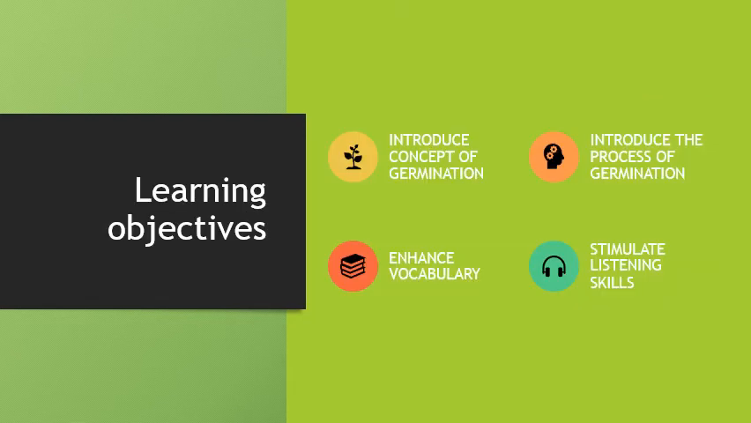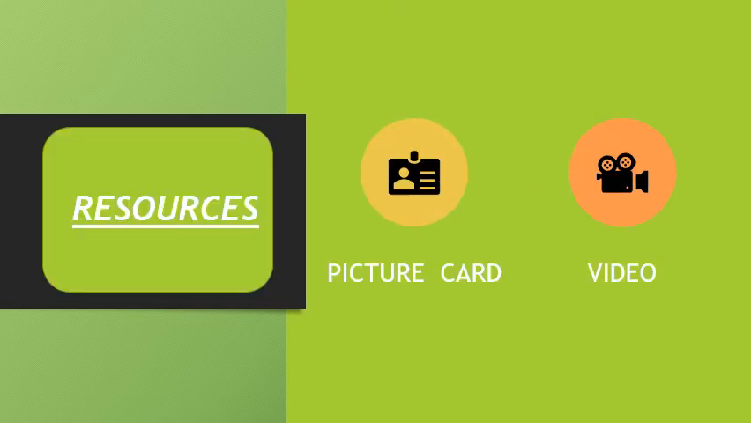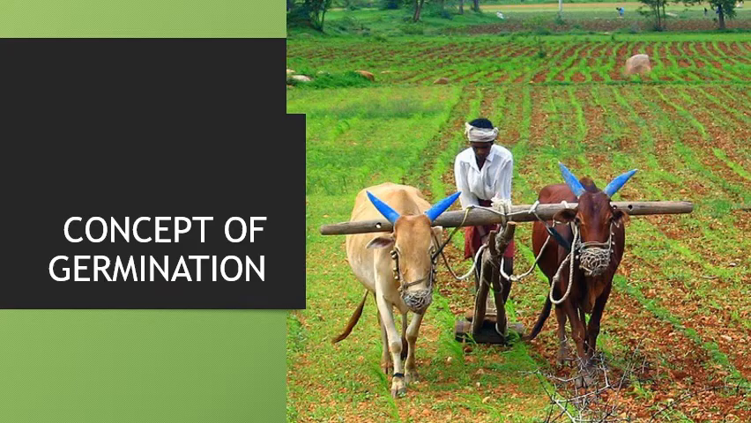The learning objectives for this activity are: introduce the concept of germination, introduce the process of germination, enhance vocabulary, and stimulate listening skills. The resources for this activity: we need a picture card and a video. So let's start the activity.